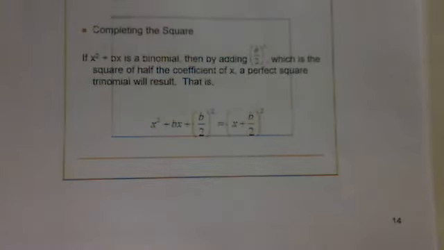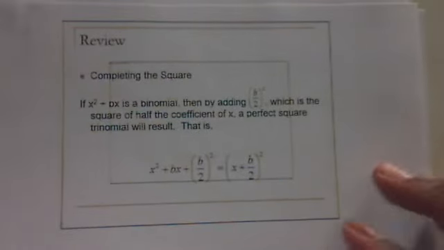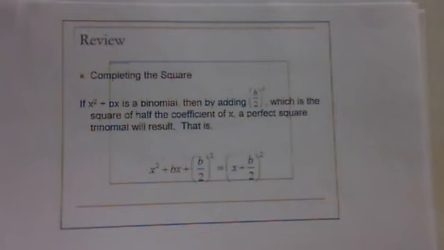And then on this next sheet, I have a little bit of review because we're going to be using that general form to write an equation in standard form. And the concept that we're going to have to use is completing the square. On one of the videos, we talked about completing the square when we were doing quadratic equations. So here, this is just a quick review. If x squared plus bx is a binomial, then when you add b over 2 and that quotient is squared, which is, of course, the square of half the coefficient of x, a perfect square trinomial will result.